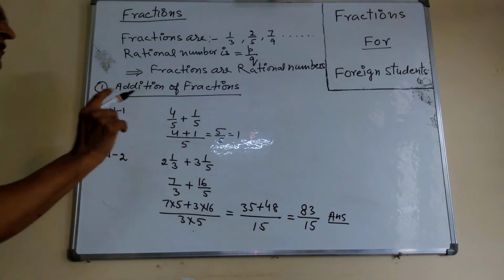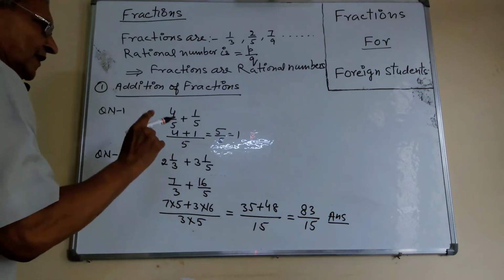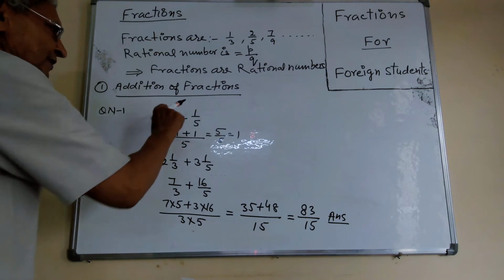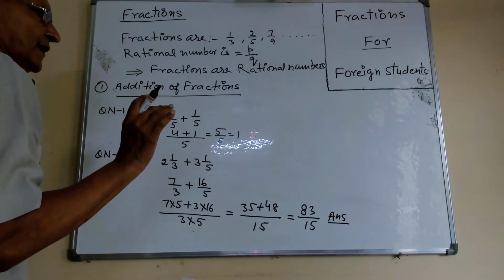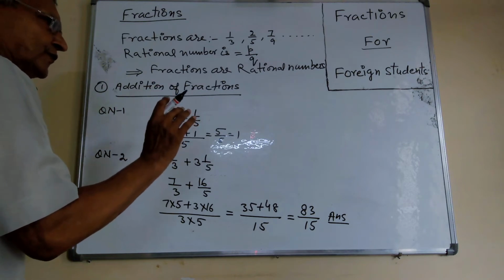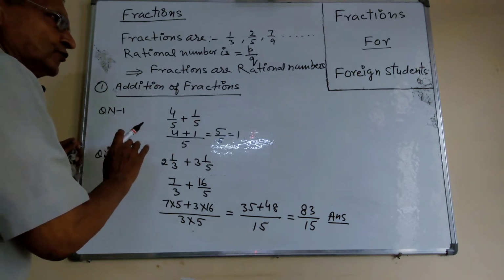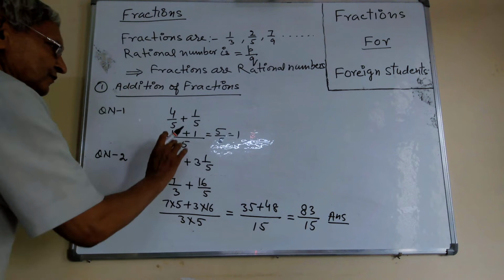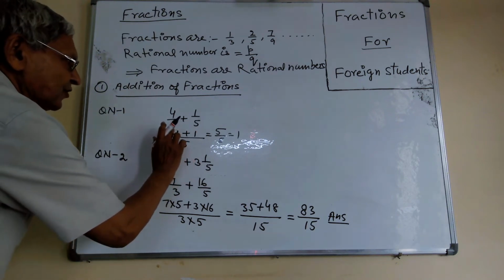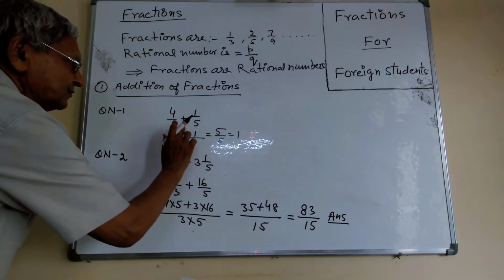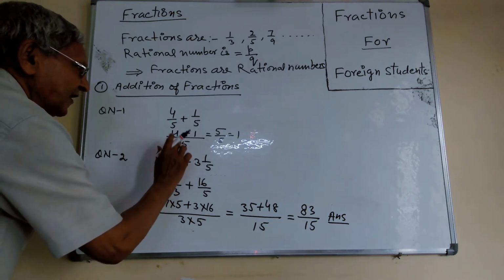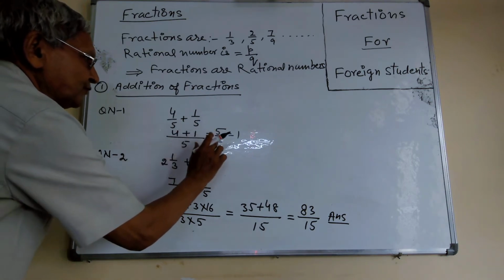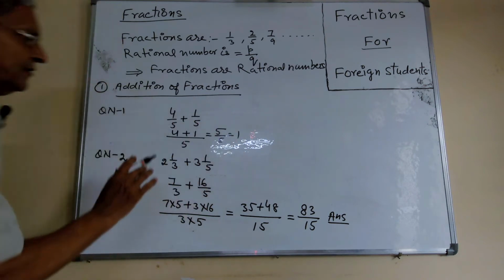First of all, my dear student, I want to make clear to you these fractions are in proper form. When the fractions are in proper form, there is no need to make any operation. Now take LCM, because the denominator of both the fractions is the same, 5. LCM is 5. 4 plus 1 is equal to 5 by 5. That is 1. Very simple.